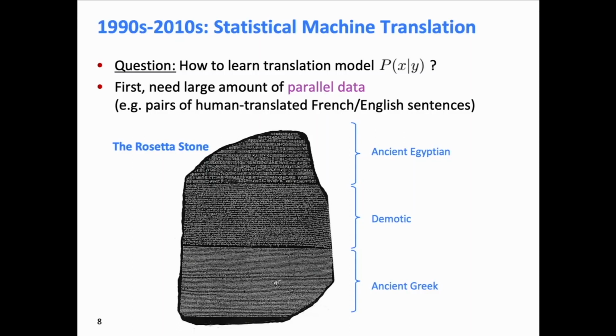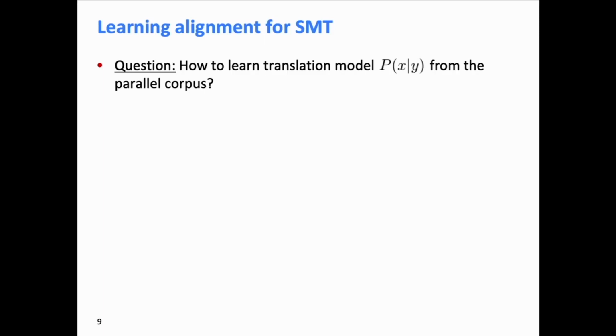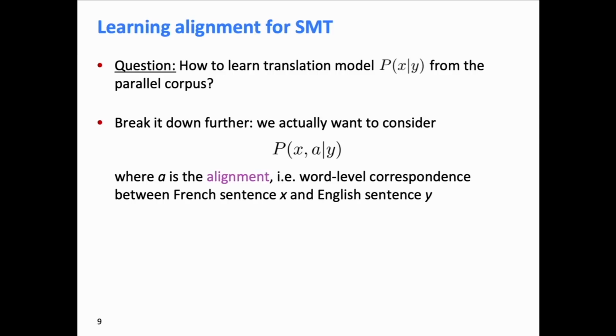So the idea is that you get your parallel data. Obviously, you need a larger amount than is on the stone, and hopefully it shouldn't be written on a stone either. But you can use this to learn your statistical machine translation model. You're trying to learn this conditional probability distribution of X given Y. What we do is we actually break this down even further. We actually want to consider the probability of X and A given Y, where A is the alignment. The idea of alignment is how the words in the English sentence and the French sentence correspond to each other. I'm going to demonstrate this by an example.